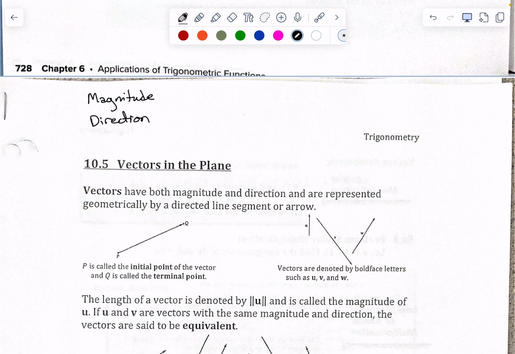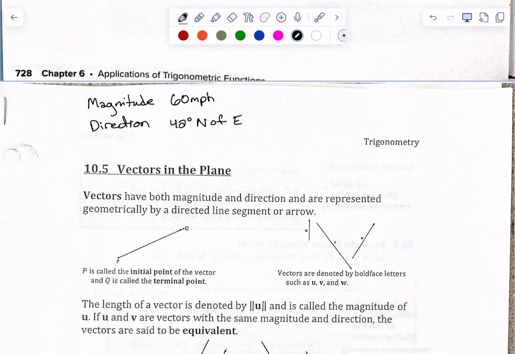Magnitude is the how much, right? Yeah, how quick? Okay, so like what did you just say? 60 miles per hour. That's a magnitude. Okay, the direction is where it's going. So like 42 degrees north of east, right? That would be a direction. Okay? Got it? Magnitude, direction, vectors in the plane.